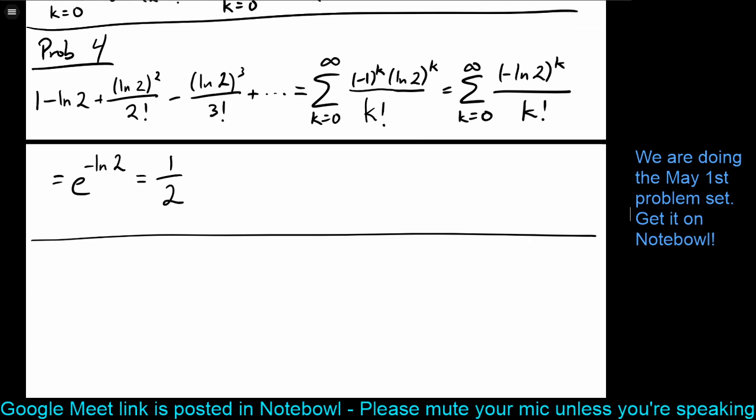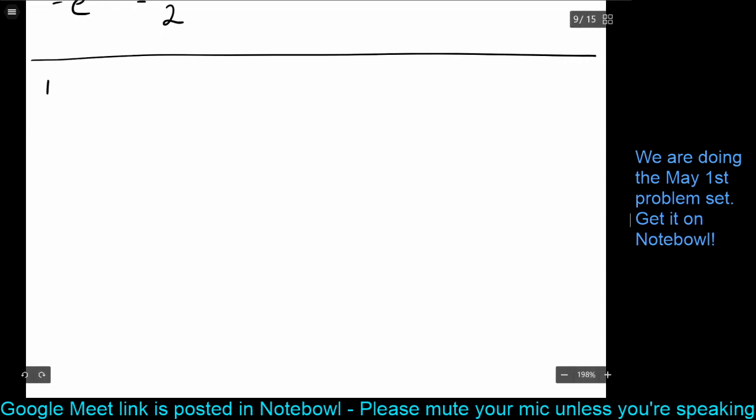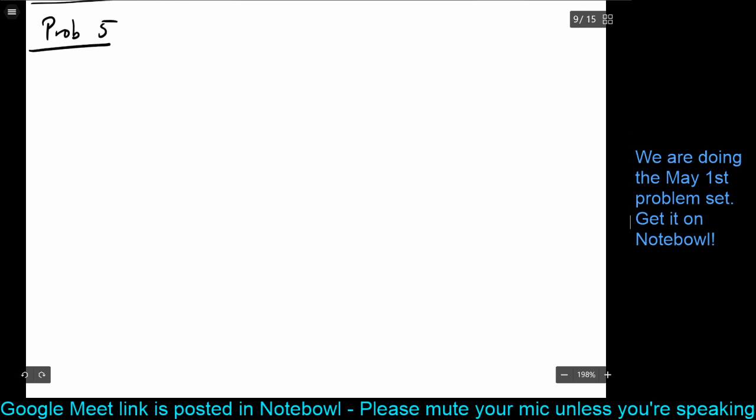All right. Any questions about that? Cool. Let's go into problem 5 here. In problem 5, what we want to do is take various approximations of square root of 101. Okay. The question is, how do we do these approximations?